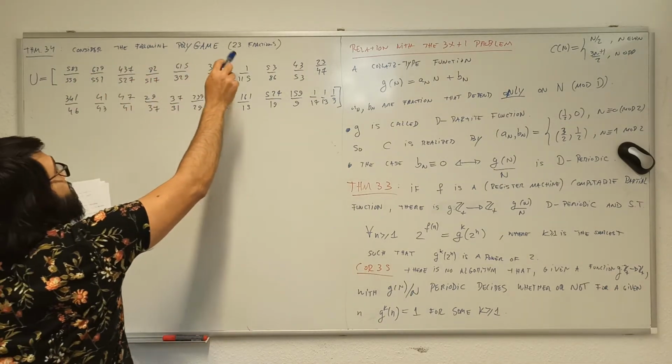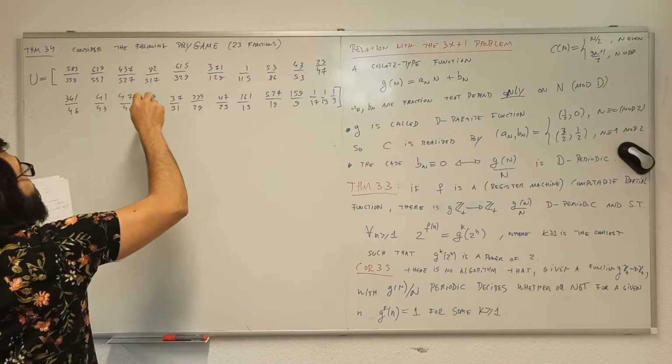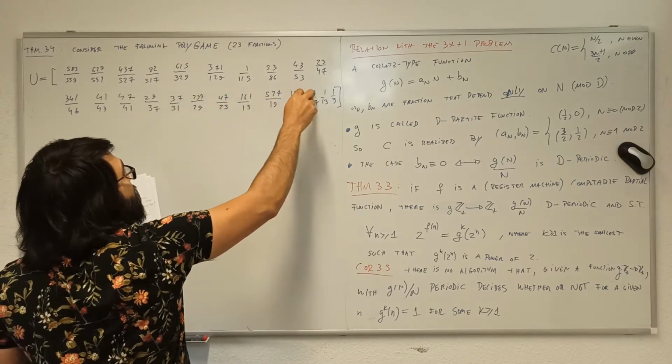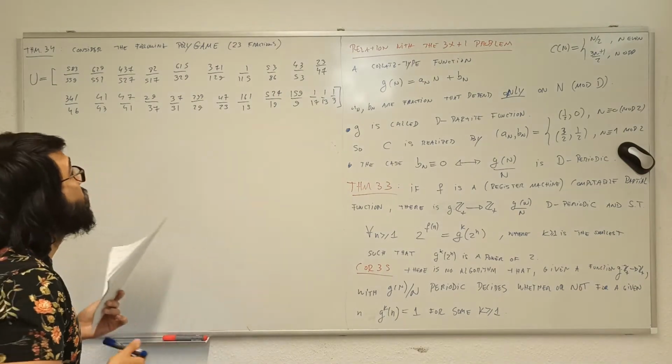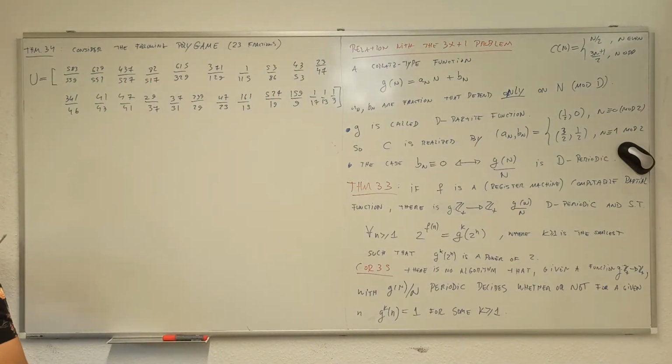1, 2, 3, 4, 5, 6, 7, 8, 9, 10, 1, 2, 3, 4, 5, 6, 7, 8, 9, 10, 1, 2, 3. Yes. Great. So this is a universal game. Okay.